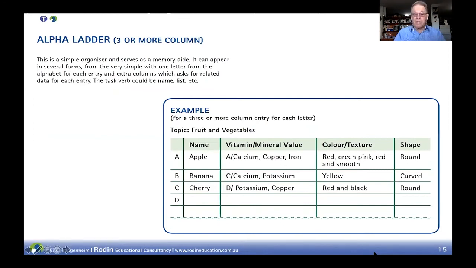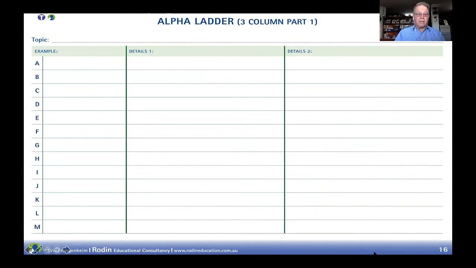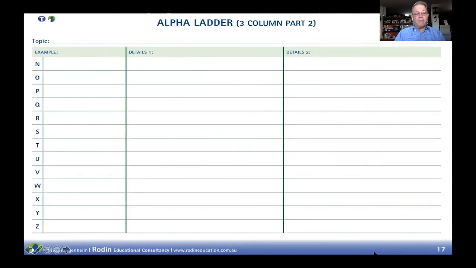And as you can see from the example here, it was the name, then the vitamin, the mineral value. And then the third column could be color or texture or shape. But you could make your own. You could actually have 4 columns if you wish. And there it is, from A to M, and then from M to Z. But I repeat, we're not going to do this.